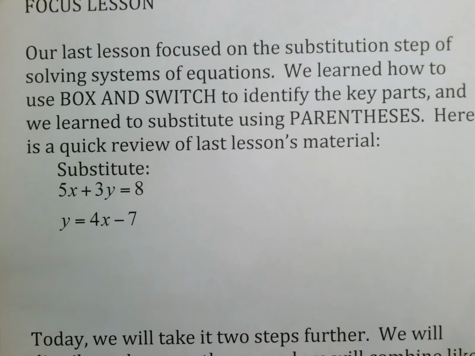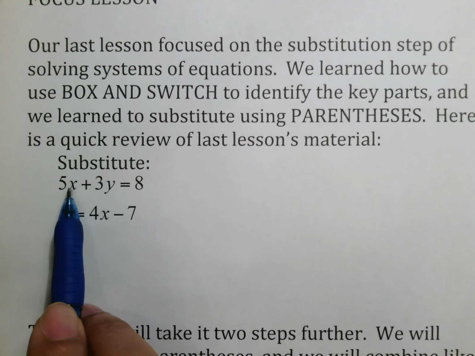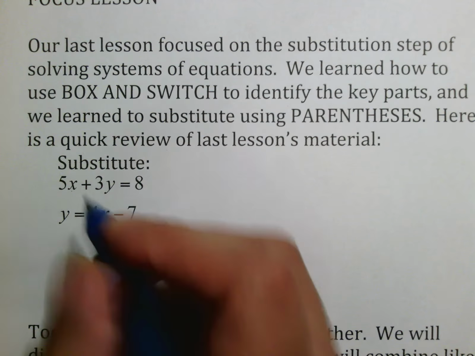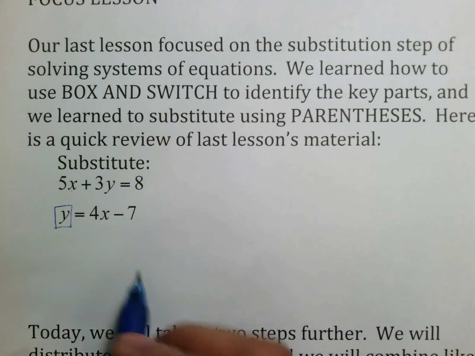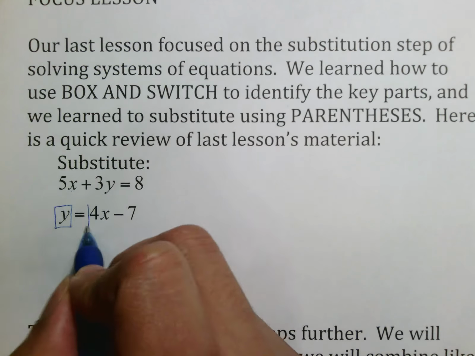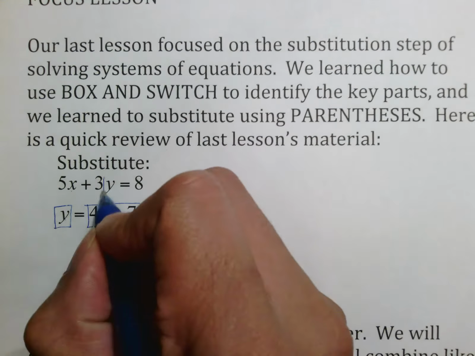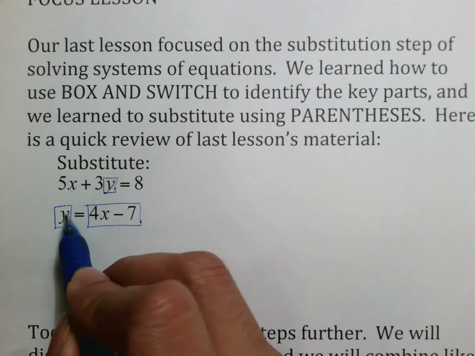When it asked us to substitute and just substitute, we had to identify the variable that was alone. Notice that x is not alone, y is not alone here, this x is also not alone. This is the only variable by itself on one side of the equal sign, and since y is equal to 4x minus 7, that goes into another set of parentheses, and this y gets put into the box because that's what we have matching it.